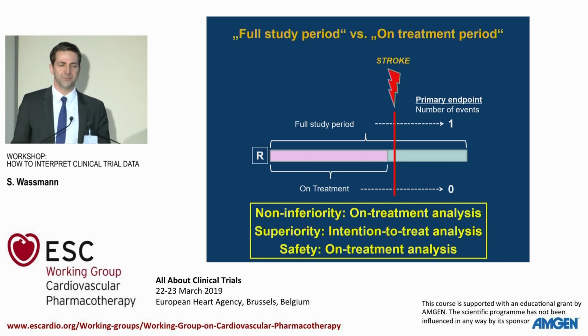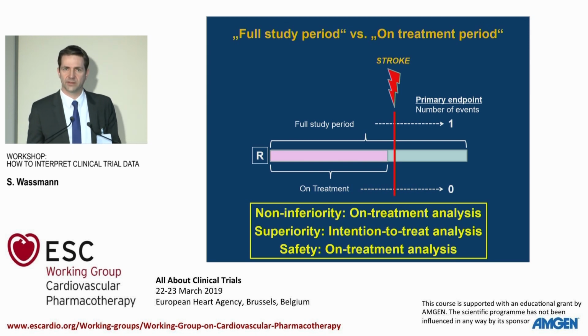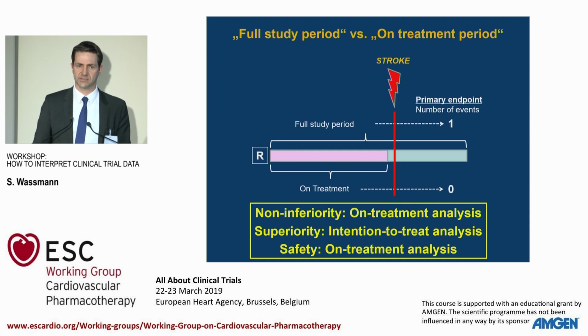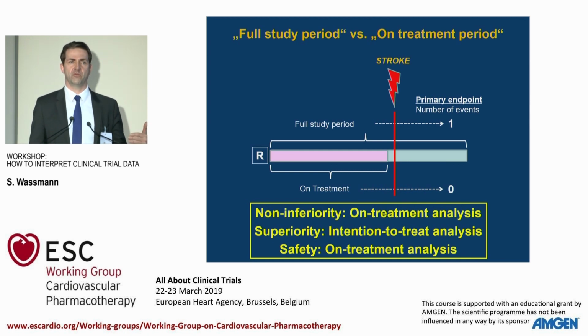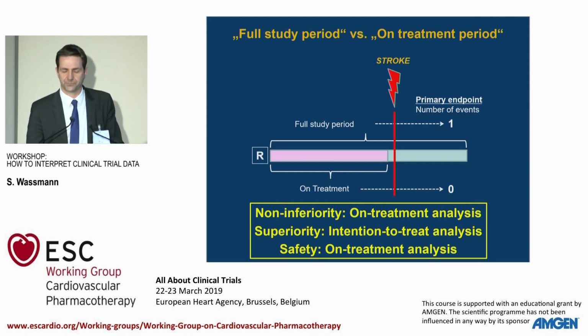And this says, if you look for non-inferiority, and I think Alexander talked about that this morning, you have the on-treatment analysis, whereas if you look for superiority, you have the intention to treat analysis. Safety is always on treatment because you want to see the bad effects of the drug. So that's the golden rule.